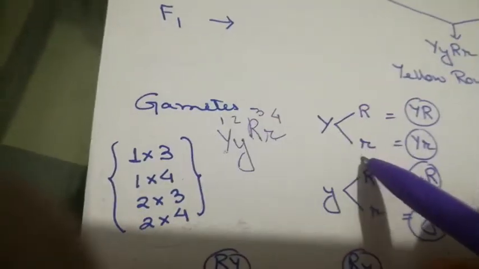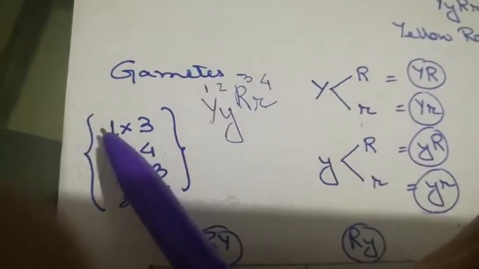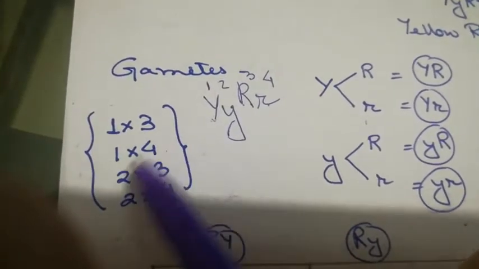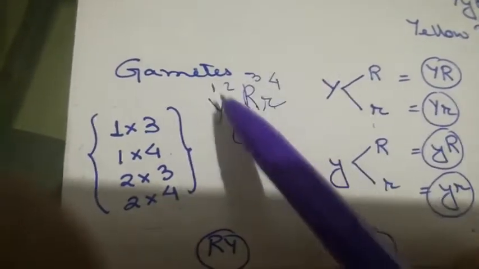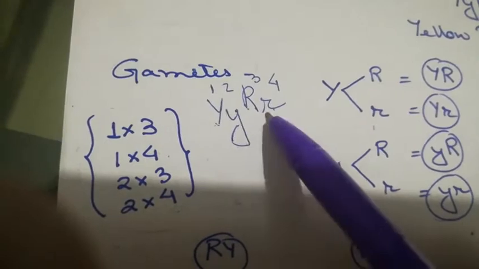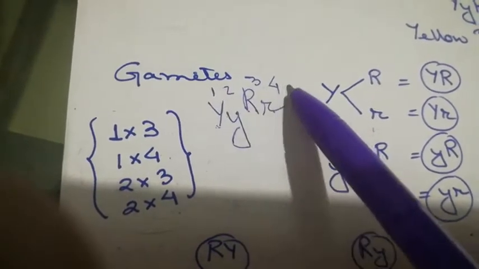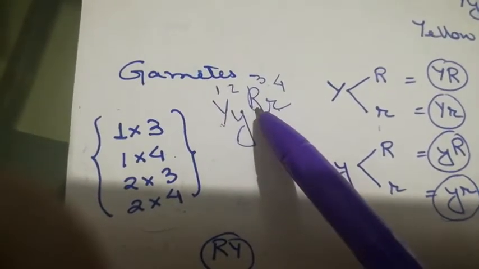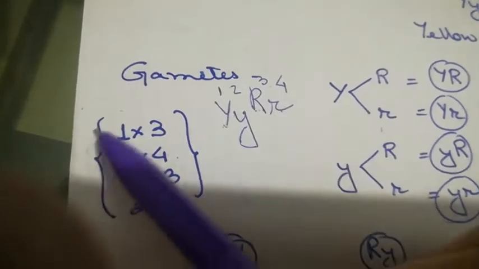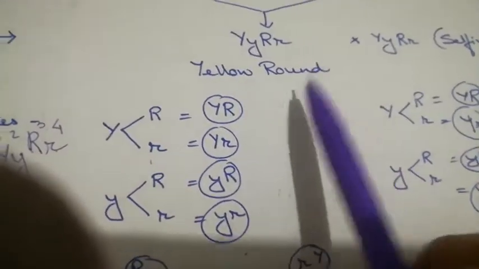There is another formula for taking out the gametes. 1 cross 3, 1 cross 4, 2 cross 3, 2 cross 4. Now, suppose Y, this one we write is 1, 2, 3, 4. That is capital Y, capital R, capital Y, small r. Simply by using this formula or this formula, we can take out the gametes for the F2 generation.